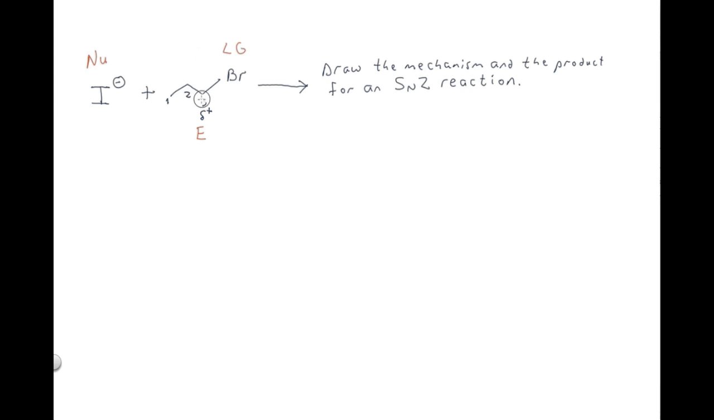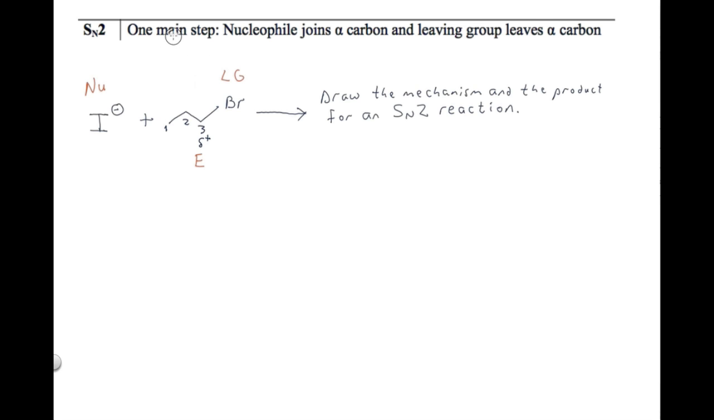Now we're ready to draw the electron pushing arrows for the mechanism in this SN2 reaction. Do you remember what happens in an SN2 reaction? There's one step where the nucleophile joins the alpha carbon and the leaving group leaves the alpha carbon. So it'll help to label that this is our alpha carbon. Remember, this is called the alpha carbon because this is the carbon that's attached to the leaving group.